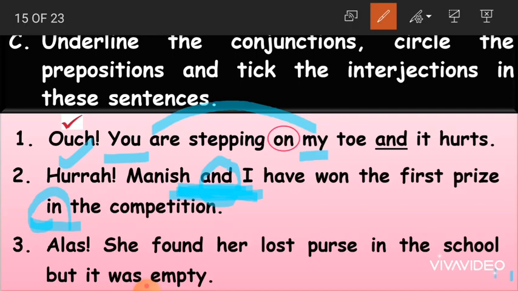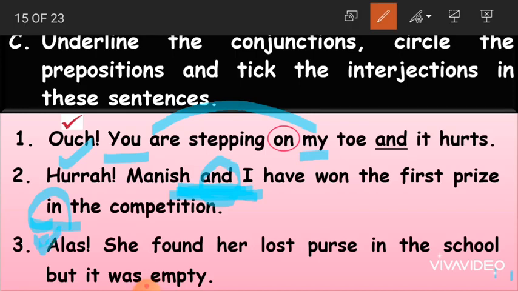And the last sentence here. Alas, she found her lost purse in the school, but it was empty. Again, alas. Alas, in the sense, if we lose anything, if we are sad for something, then we'll use this word alas. So this indicates which parts of speech? Yes, it is interjection. So we'll just tick the word alas.